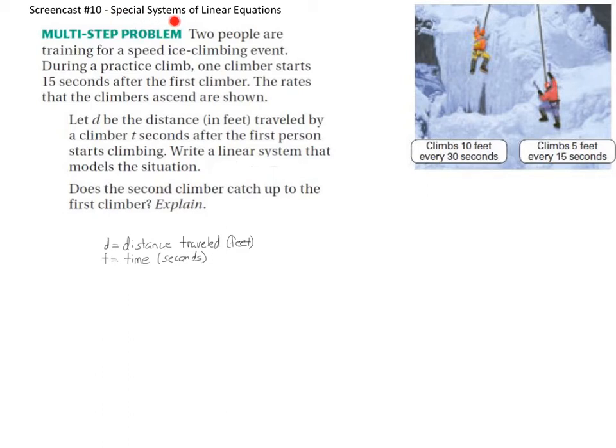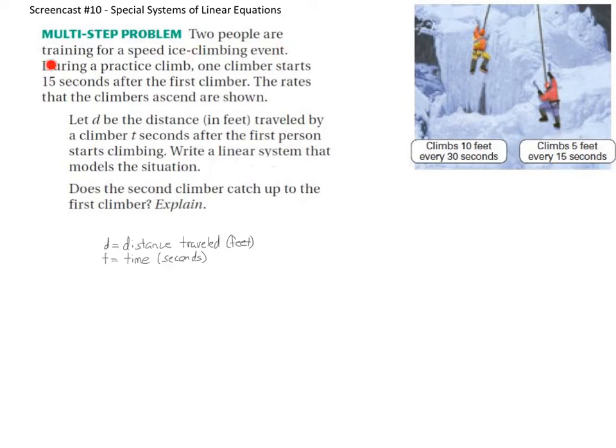This one is about special systems of linear equations. So all the real world problems that we're going to be looking at today need to be set up as a system of linear equations, and we begin. This one is about speed ice climbing. I did not know that was a thing either, but apparently it is.